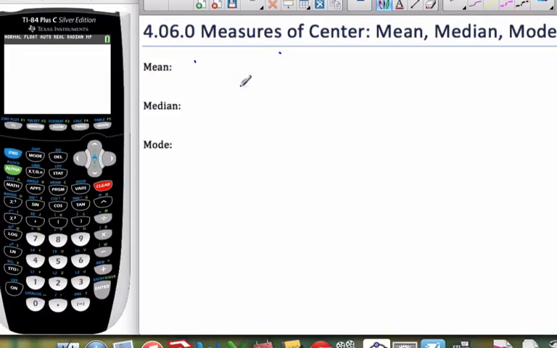Okay, so today we're going to talk about measures of center. We've got mean, median, mode, and these are terms I would guess most of you have heard before. To summarize what they are, the mean is the average value. It's often referred to as the average.